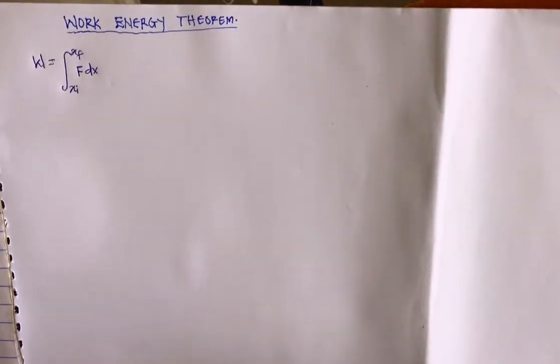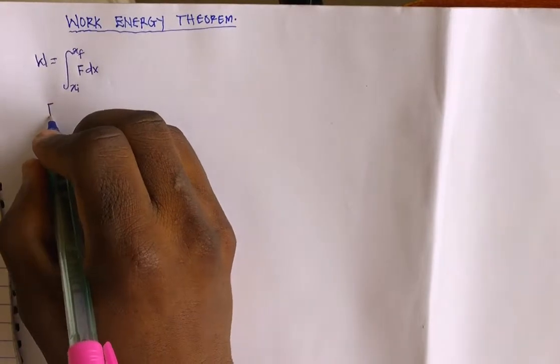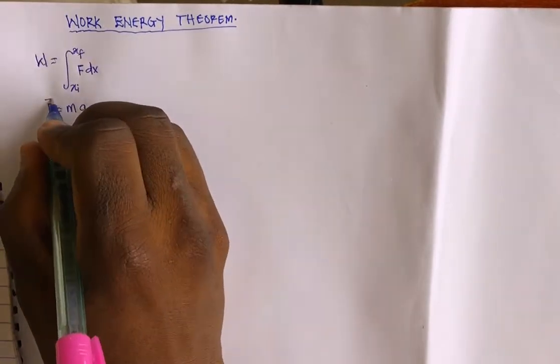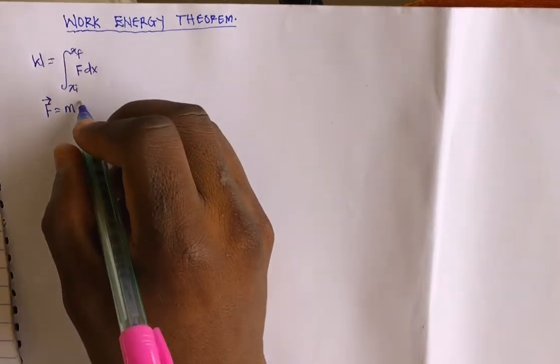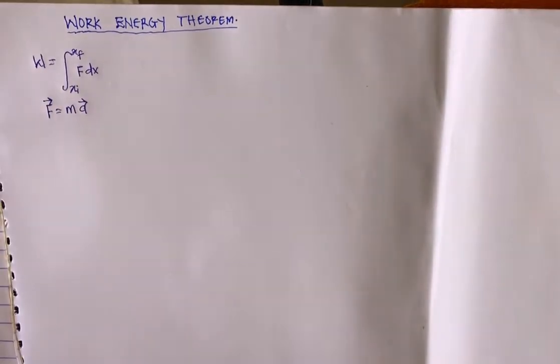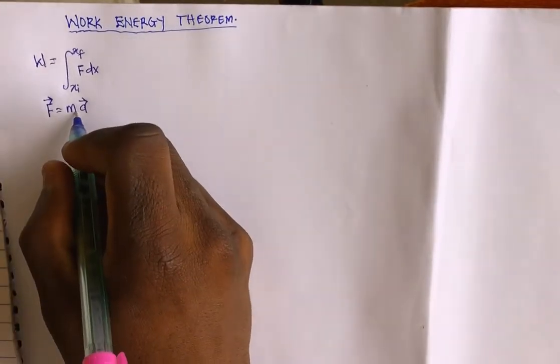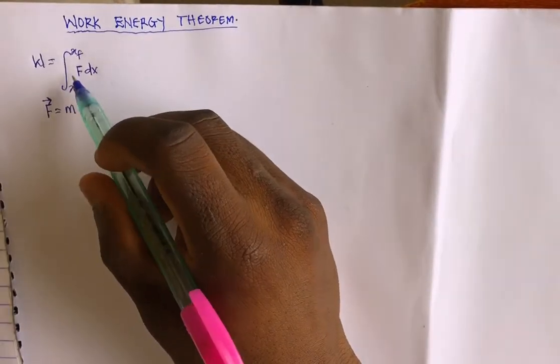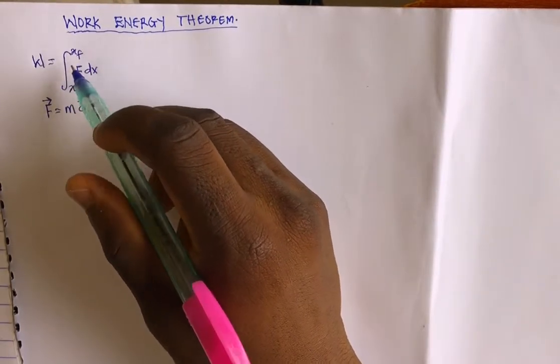But in this case, according to Newton's law of motion, force equals mass times acceleration. Our force is a vector quantity, and acceleration is also a vector quantity. Then, since our force is equal to mass times acceleration, and this is the definition for work done according to calculus.